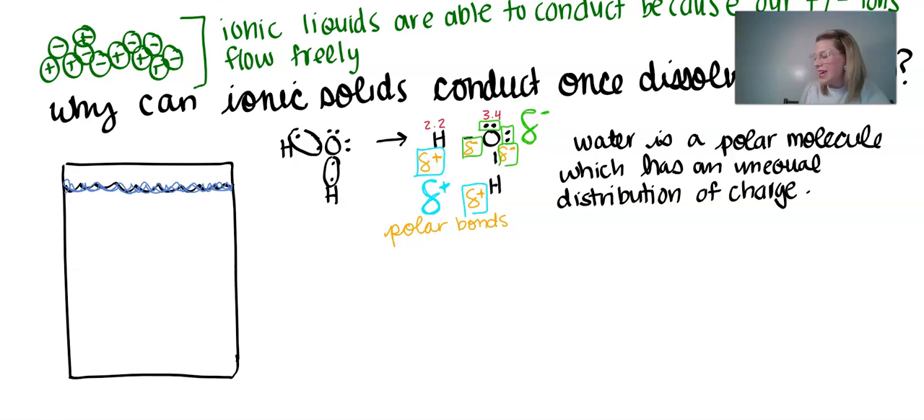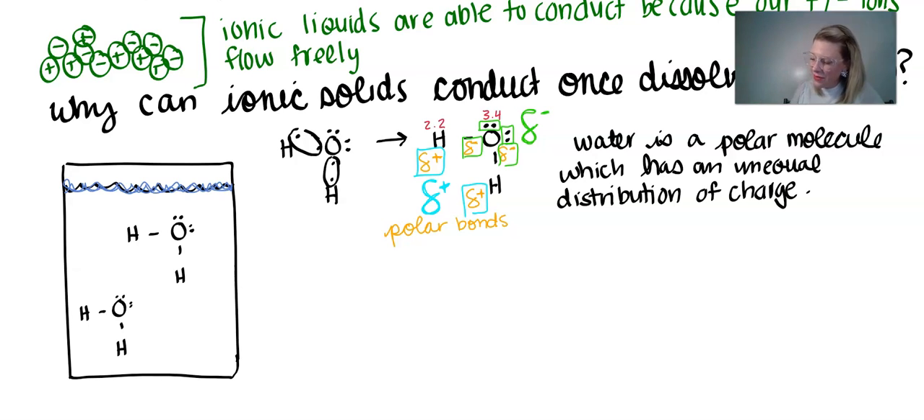And it results in, again, that massive partial negative and massive partial positive. Now that we've reviewed that, let's put a few water molecules into our beaker, okay? So we can see how that will impact our ionic substance when it goes into the beaker. So I have my two water molecules.